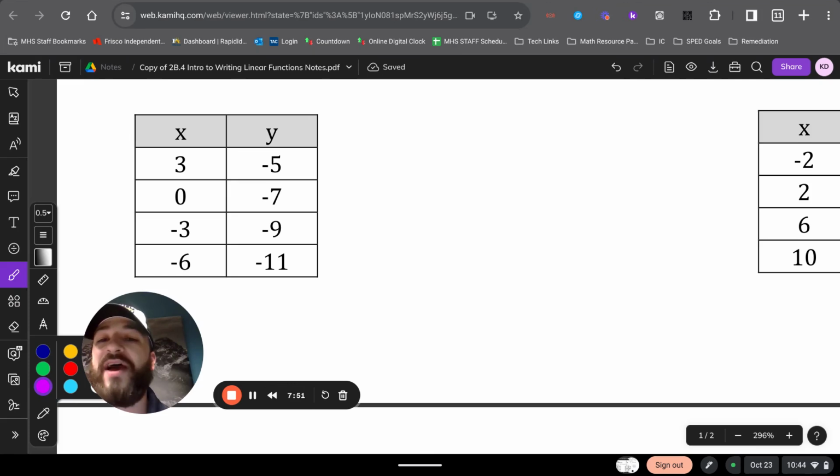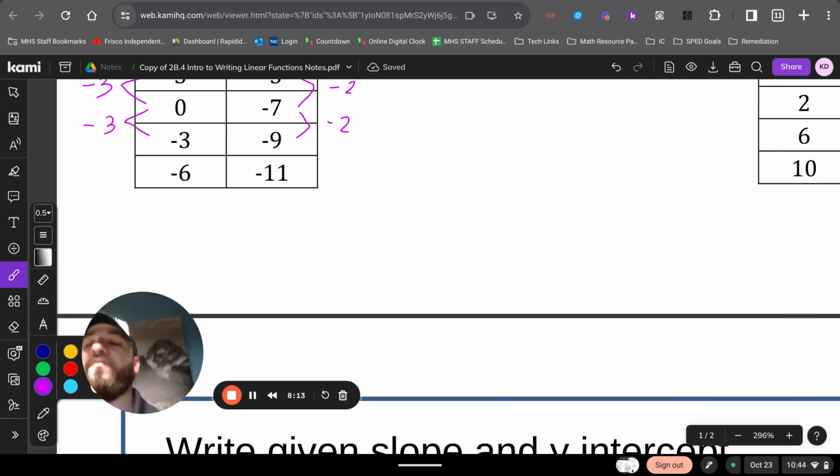From -5 to -7, I would be subtracting by 2. And then again, from -7 to -9, I'd be subtracting by 2. So my change in y is definitely going down by 2. And then from 3 to 0, I would be subtracting by 3. And from 0 to -3, I would be subtracting by 3. So my change in x is definitely -3. So then for my slope, it is always change in y over change in x, or rise over run. So -2 over -3, which of course would simplify to a positive 2/3 for my actual slope for my equation.